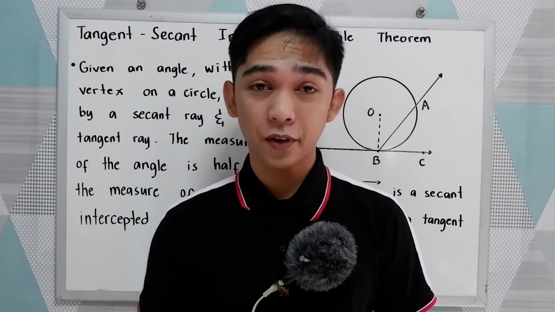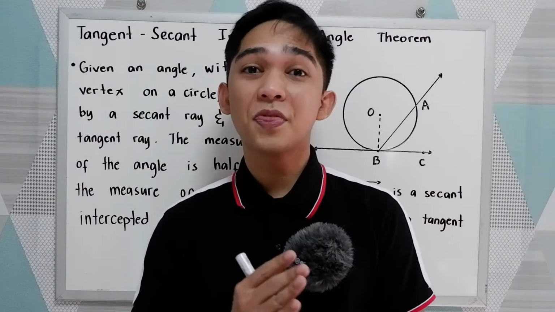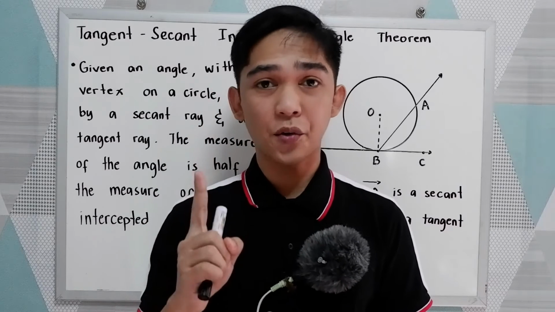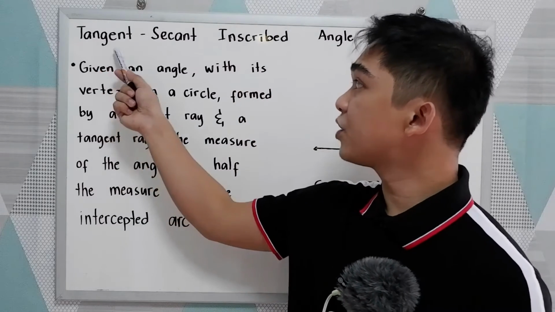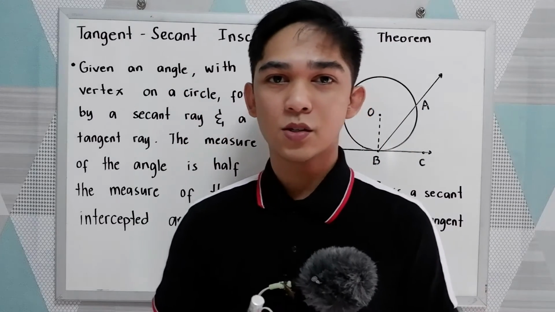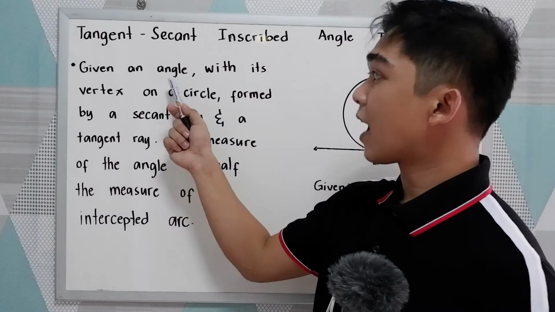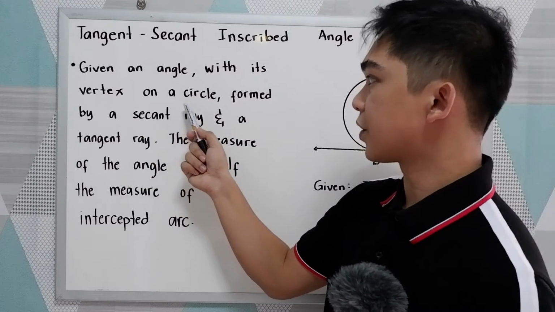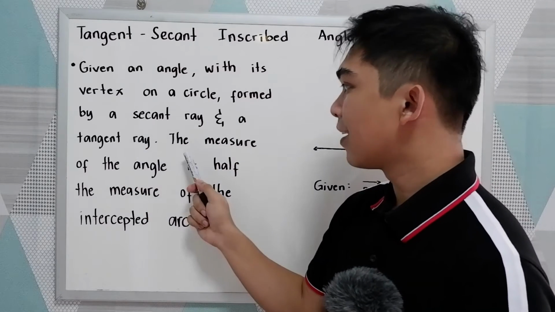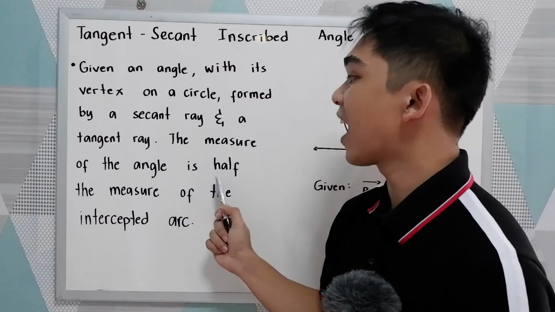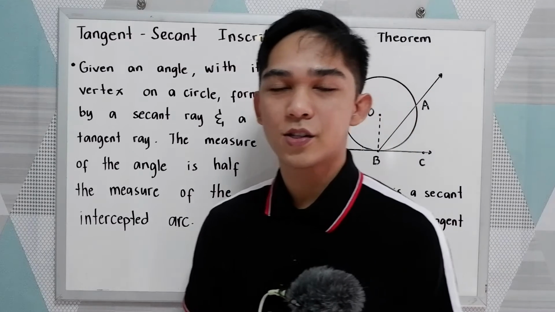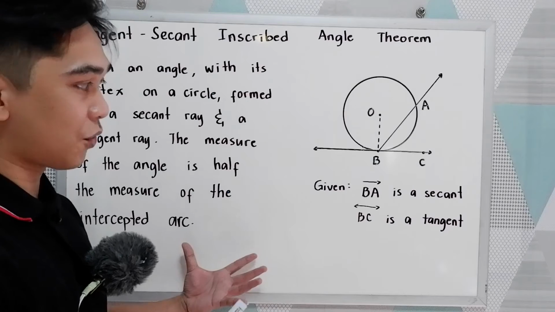And for today's tutorial video, we will be discussing theorems on angles on a circle. For our first theorem, we have the tangent-secant inscribed angle theorem. In our theorem, given an angle with its vertex on a circle formed by a secant ray and a tangent ray, the measure of the angle is half the measure of the intercepted arc. So let us examine this theorem.